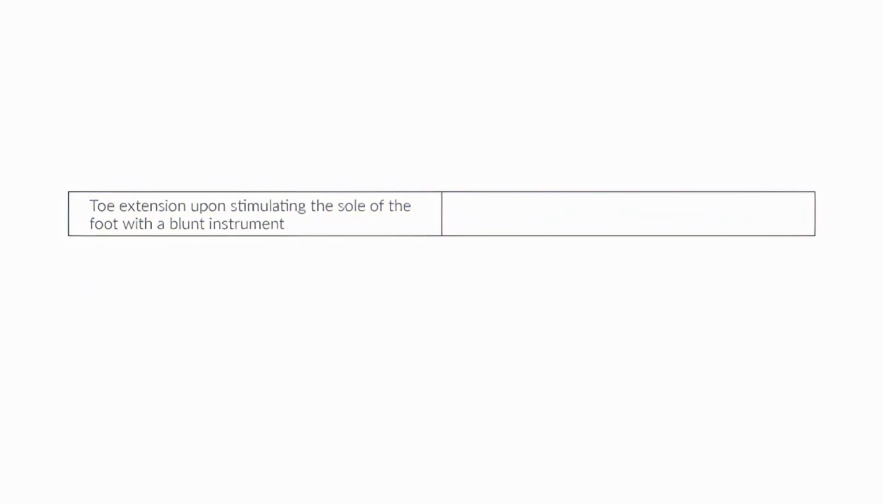And then we have a rapid fire fact: toe extension upon stimulating the sole of the foot with a blunt instrument. That's going to be the positive Babinski reflex, or a positive Babinski sign. Often, to avoid confusion about what's positive and what's negative depending on the age of the patient, we'll just say that Babinski is down going, which would be normal for an adult, or Babinski is up going, which is abnormal for the adult. And you would need to say which side, like Babinski is up going on the left.